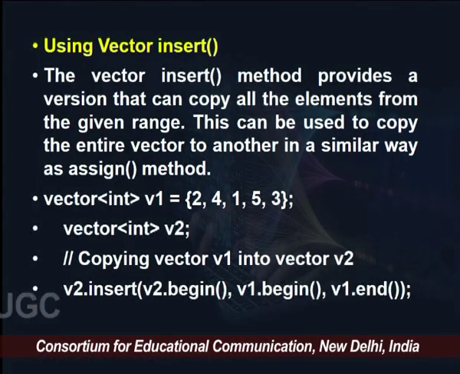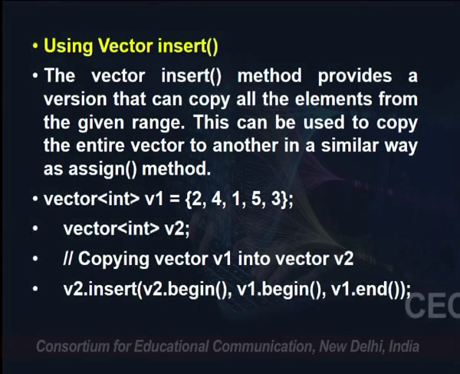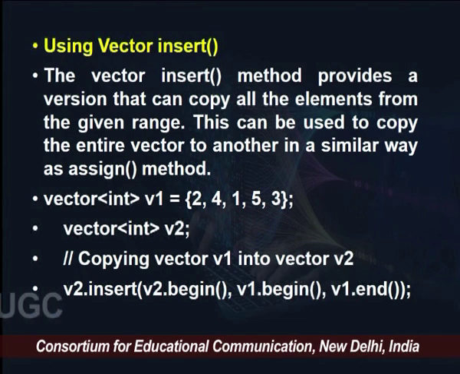So, this vector insert method provides a version which is going to copy all the elements from a given range. This range could be the whole of V, or it could be using some indexes inside V or something of that sort. Now, this can be used to copy the entire vector to another in a similar way as we do it with the normal assign method.